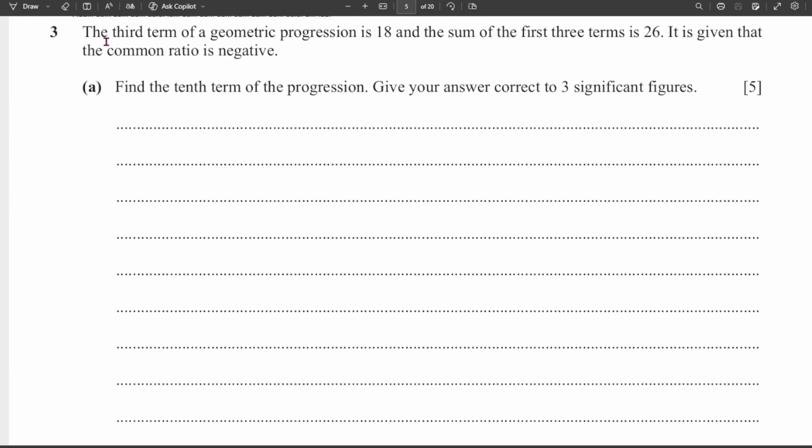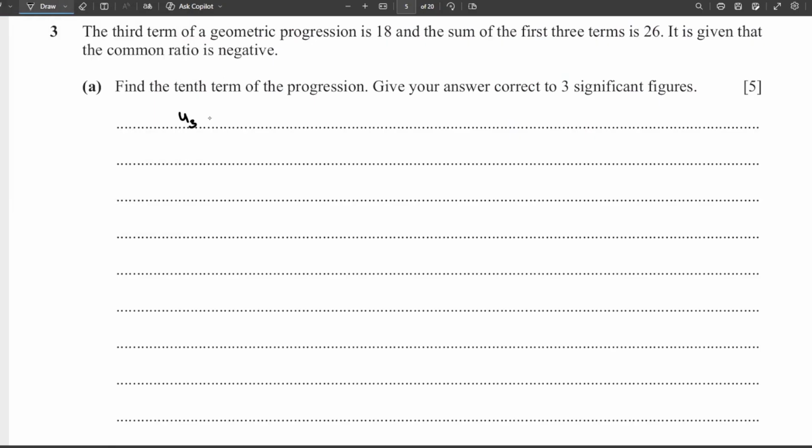So this question is giving us a geometric progression in which the third term is 18. So I'll just write that down first. The third term of the geometric progression, which I'll call U3, is 18, and the sum of the first three terms of this geometric series is 26. It's given that the common ratio r is negative, so less than 0. So we have these three specifications that the question has given us, and they want us to find the 10th term, u10, in three significant figures.